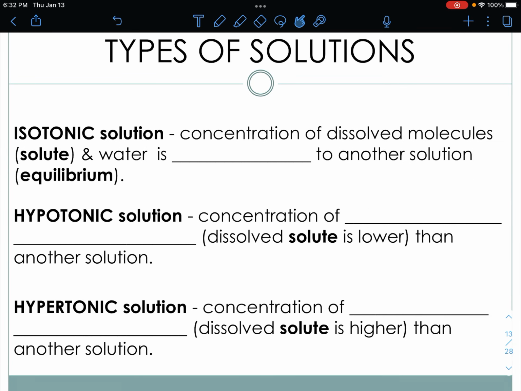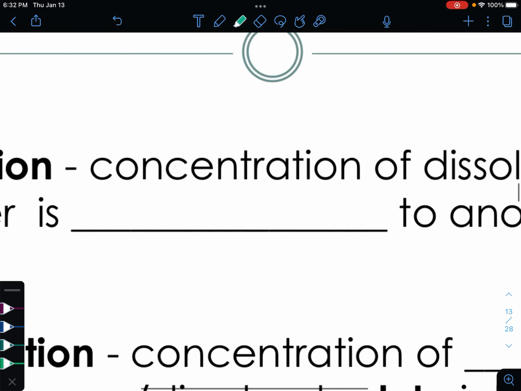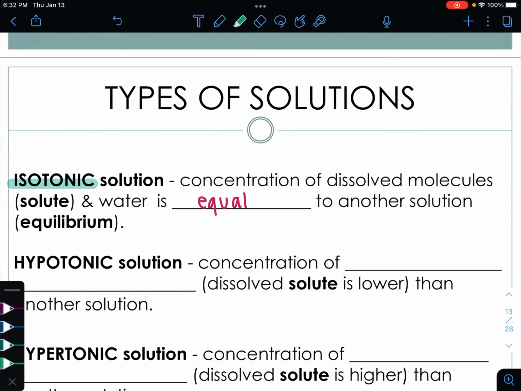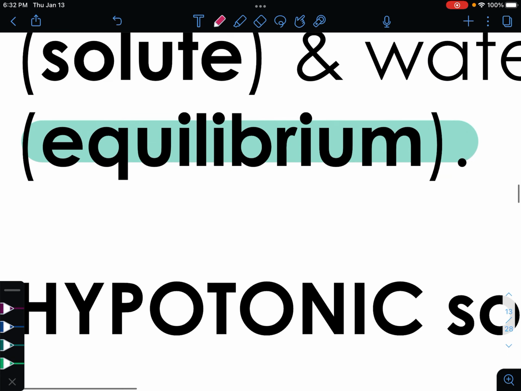All right, so let's talk about 3 different kinds of solutions. We're going to do some examples of each of these in a little bit, but let's talk about what they mean. So, first one, an isotonic solution. An isotonic solution is when the concentration of dissolved molecules or solute and water is equal to another. So this solution would already be at equilibrium. If we have an isotonic solution, it's already at equilibrium.